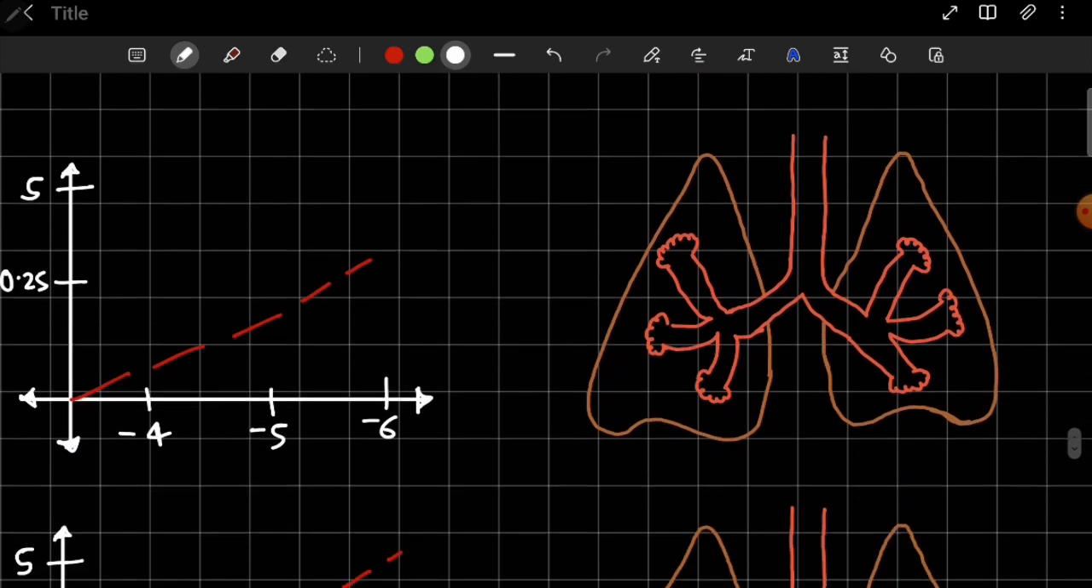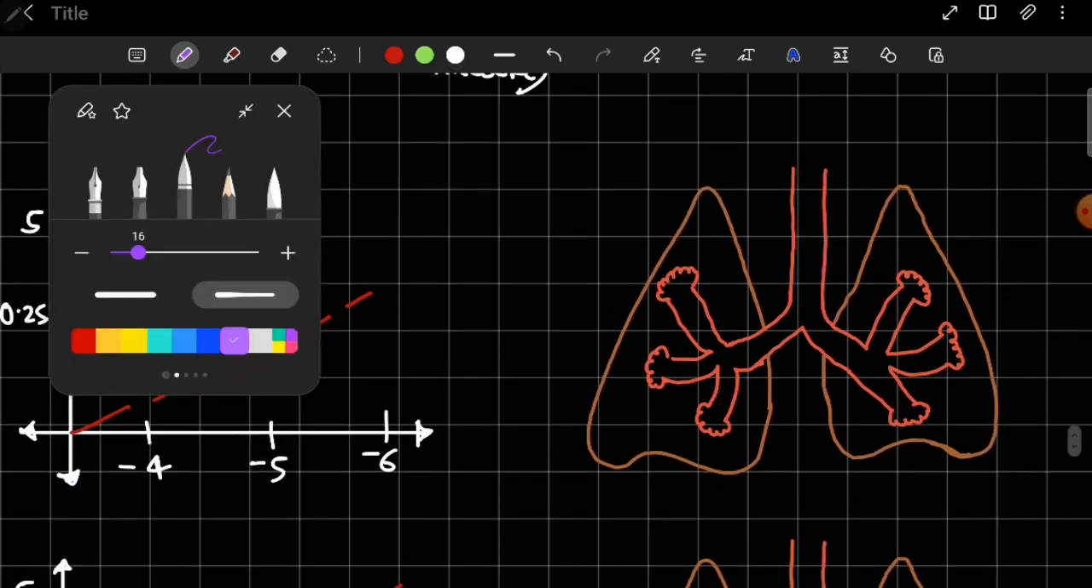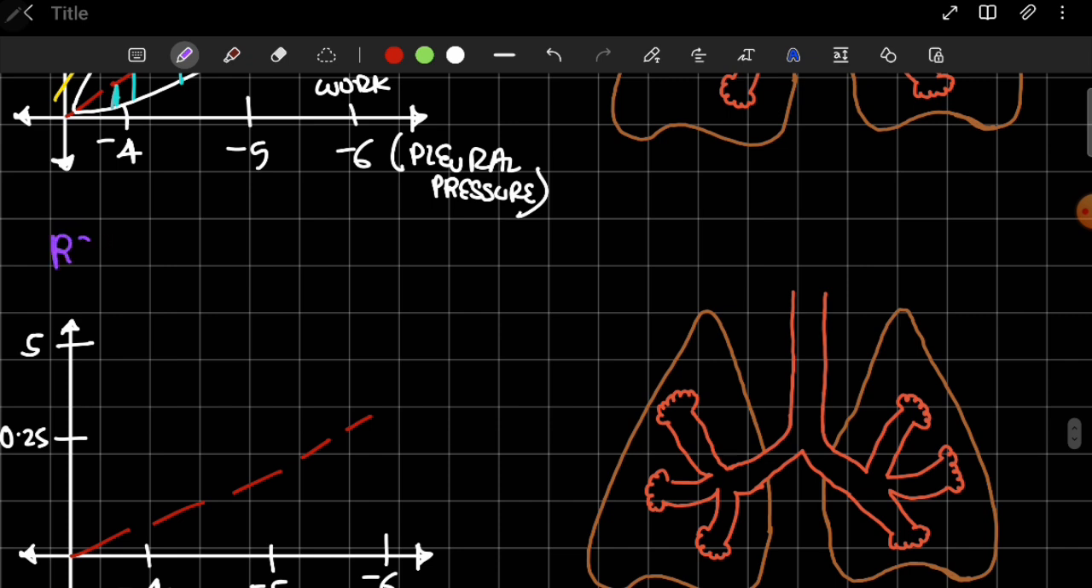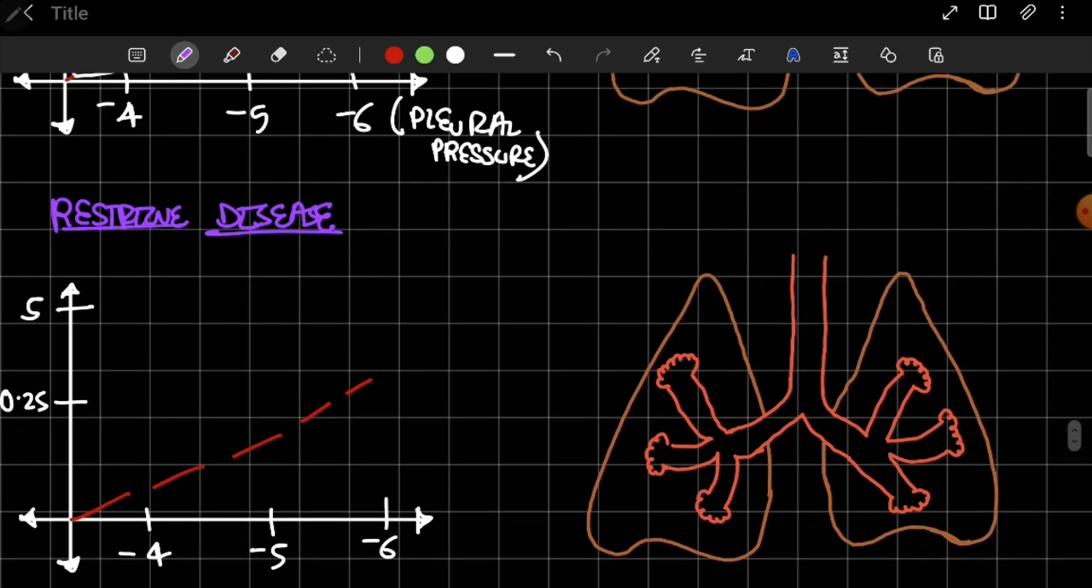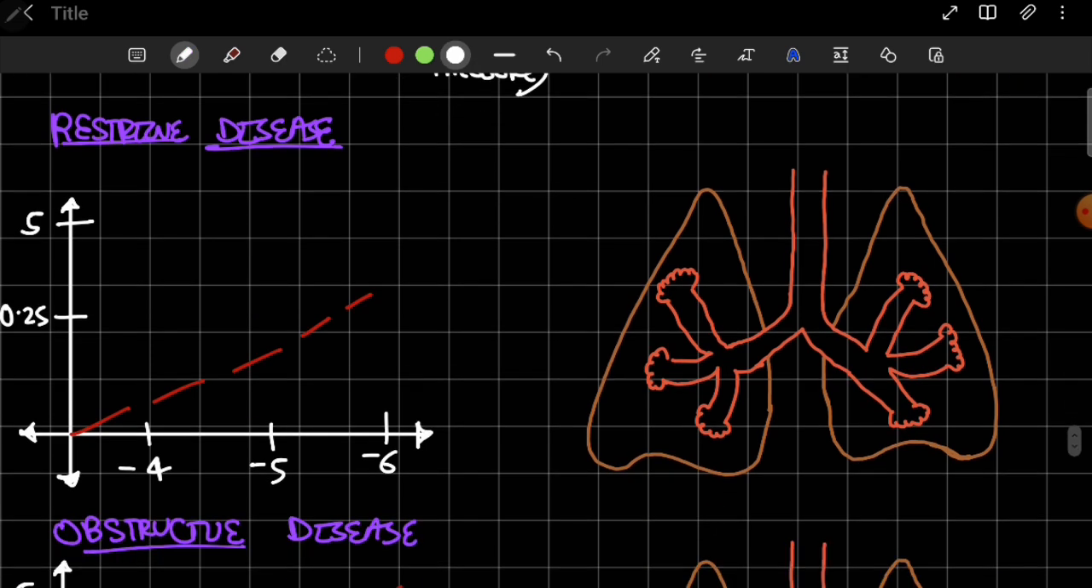Now the main topics for this work of breathing are restrictive disease at first, and then obstructive disease. So what is actually restrictive and obstructive disease? How to differentiate them? There's one concept which will help us in differentiating restrictive and obstructive disease.